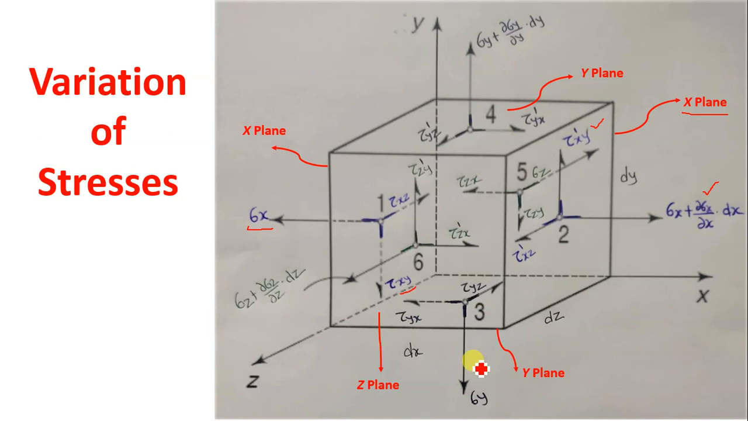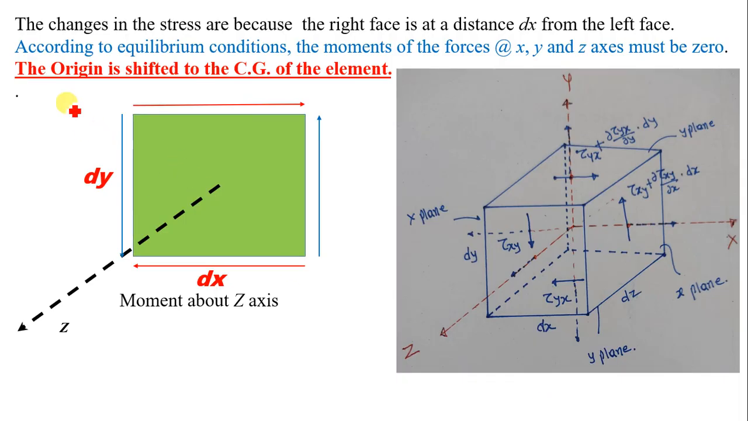Now here this is sigma y. Let us consider the bottom y plane. This is sigma y, and when we move through dy, we will have a stress on the second y plane of sigma y plus ∂sigma y by ∂y into dy. The same is the case with stress sigma z. This is sigma z and it changes to sigma z plus that increment. The changes in the stresses are because the right face is at a distance dx from the left face.